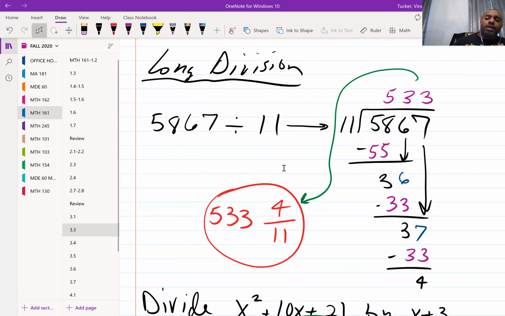So the way you'll write your answer is by this right here, what's in the red. That'll be 533 and 4 11ths. And you place that remainder over what you were divided by originally. So just walking through that process, because that's exactly how we're going to divide these polynomials. We're going to follow the same process, using long division on the polynomials.